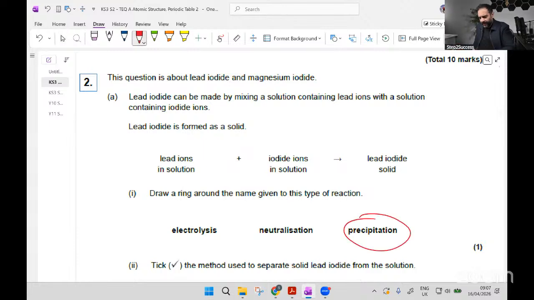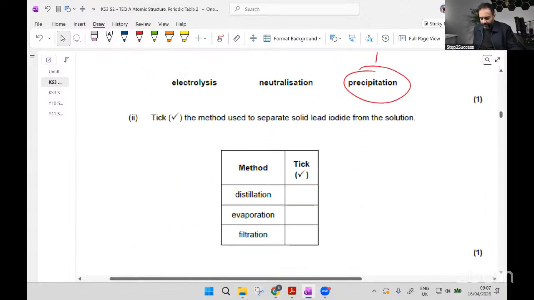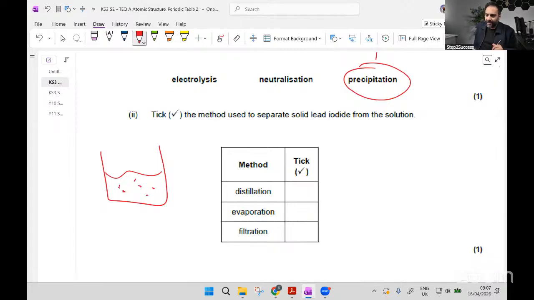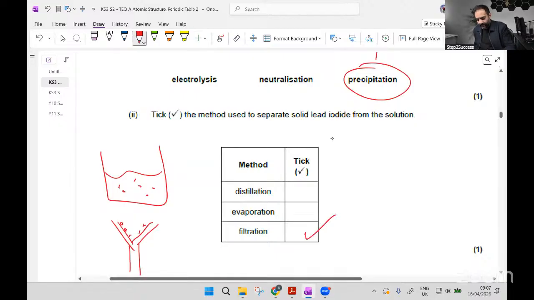The only way you know that is that when you get a solid at the end of a reaction, it's generally called a precipitation reaction. The method used to separate solid lead iodide from the solution: if I've got a solution with some solid pieces in it, then the way I can get the solid pieces out is to filter them out, because then the solid pieces stay here and the liquid goes down. So it's filtration. Is that the answer to the question you're asking me?